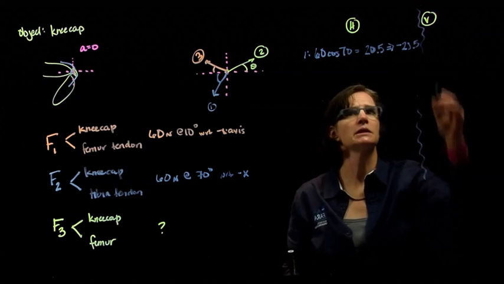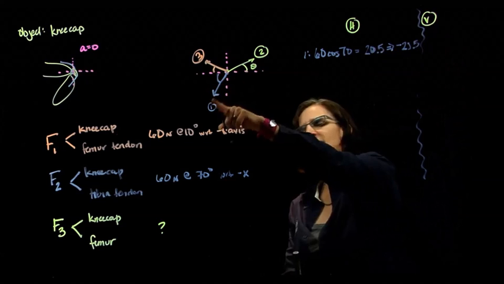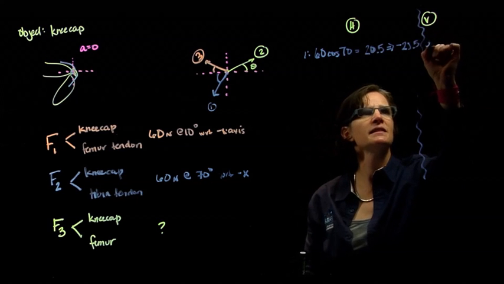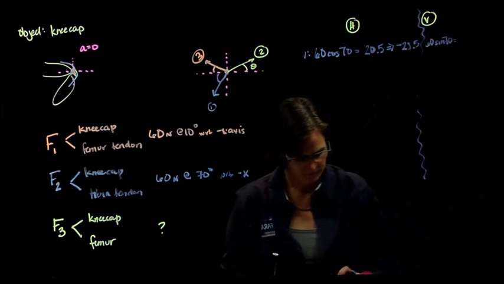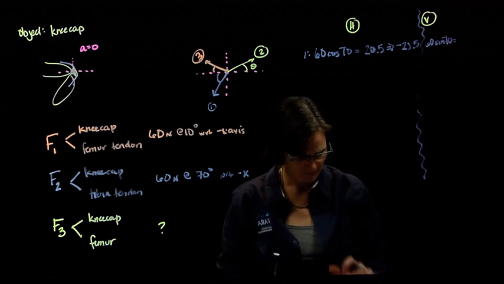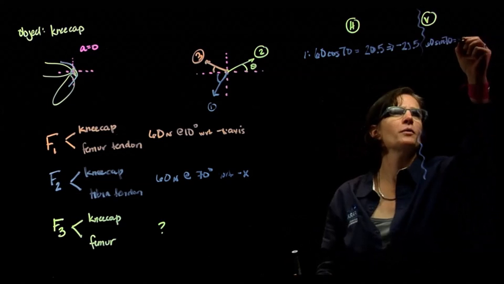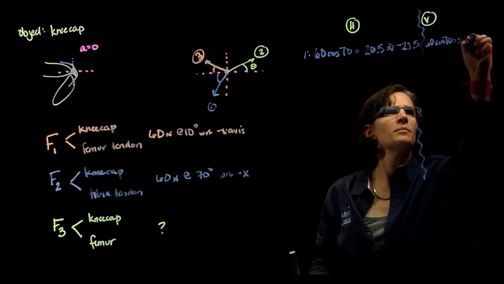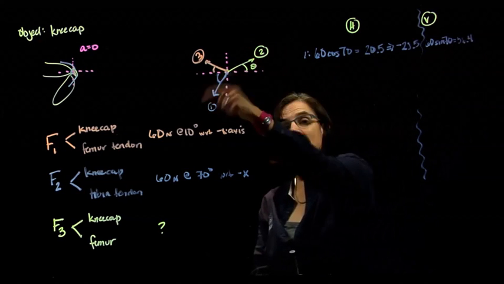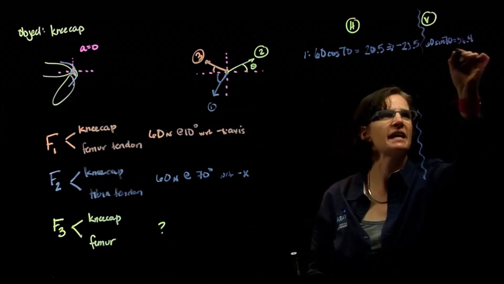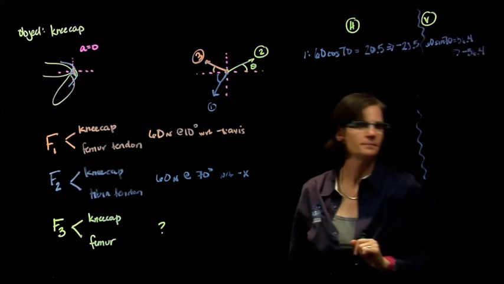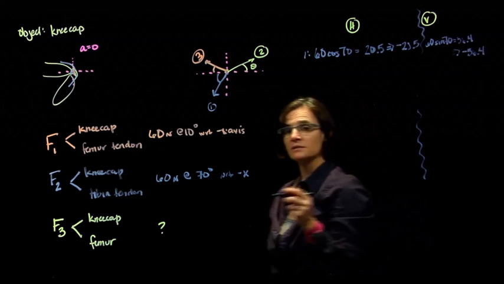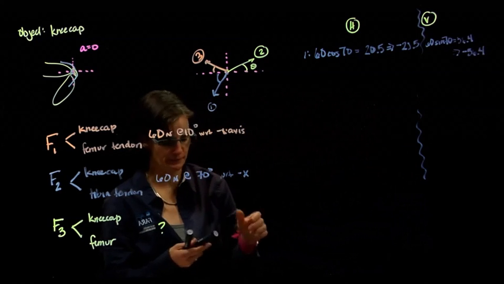Okay, what about my vertical? Vertical is the opposite. So 60 times the sine of 70. And that's 56.4. But again, it's pointing down and to the left, so it needs to be negative 56.4. So there's my horizontal and vertical components for force number 1.